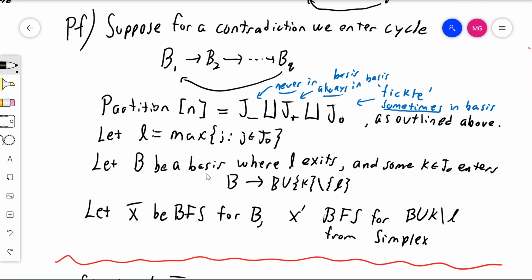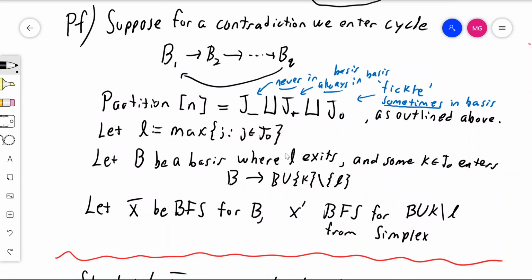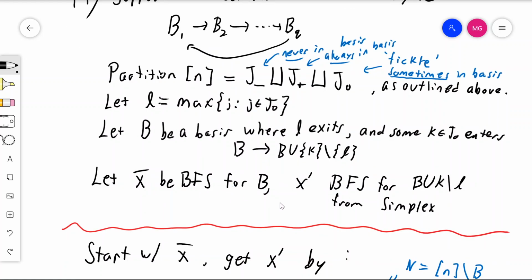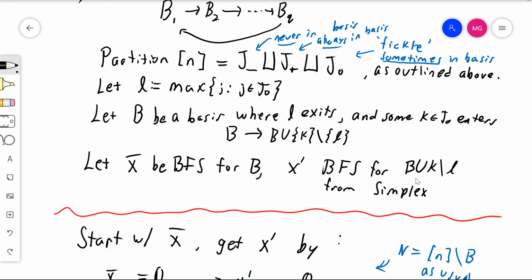You could define something arbitrarily, but there's no need. When I say let B be a basis amongst these, I mean B can be any basis that satisfies this condition. B is any basis where L exits and some K enters. I don't care which. This is all fine no matter which basis B you pick. So just pick one and then just stick with it. So we call a particular basis where L exits, that basis is B after that iteration. And so let X bar be the basic feasible solution for B and X prime the BFS for the next basis, B, when you've exchanged K and L.